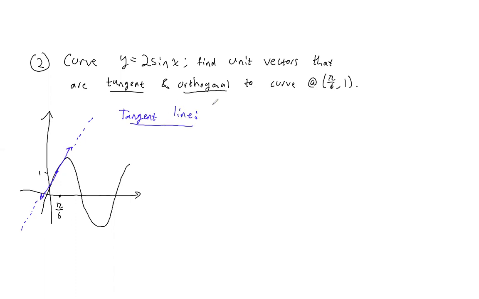So what we're actually interested in here is the tangent vectors, and they're going to be in blue. So the vectors that are tangent, incidentally, they happen to be parallel to the tangent line.